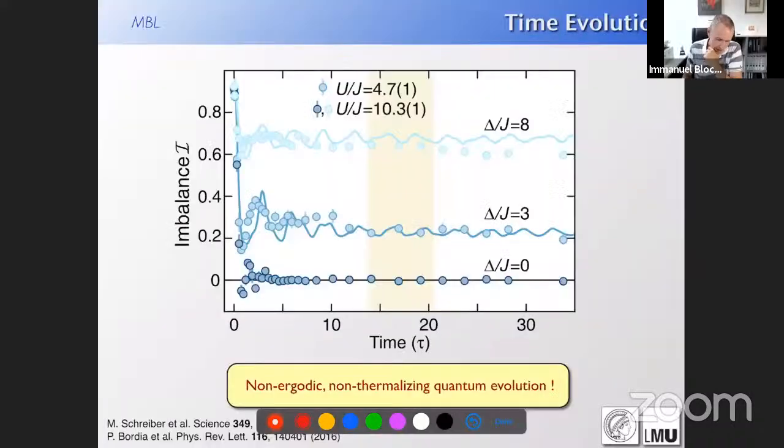All right, so now we do the experiment. We prepare the charge density wave. We turn the disorder in the Aubry-André model to a certain value, and we turn the interactions to a certain value, which is the U over J parameter.